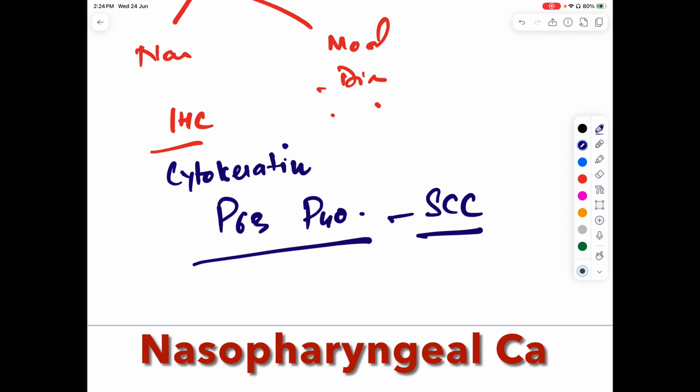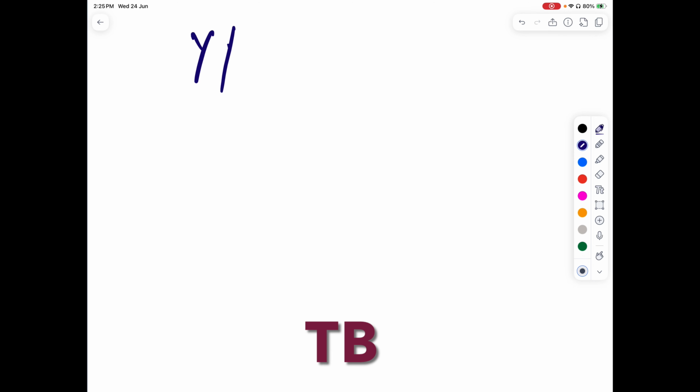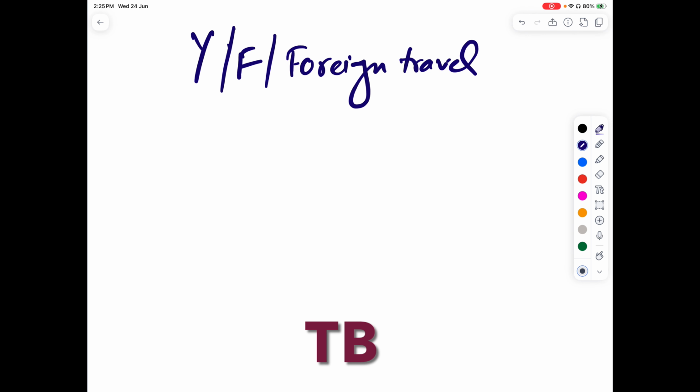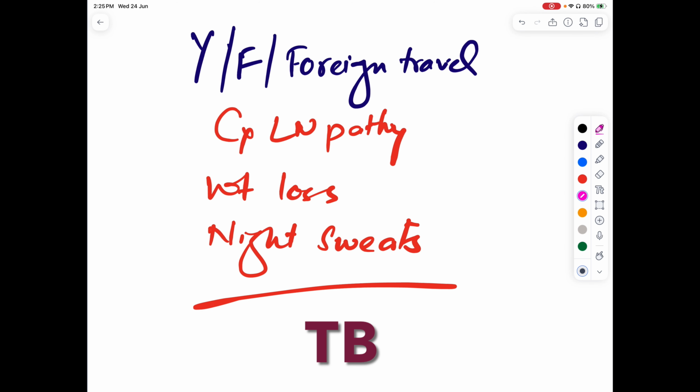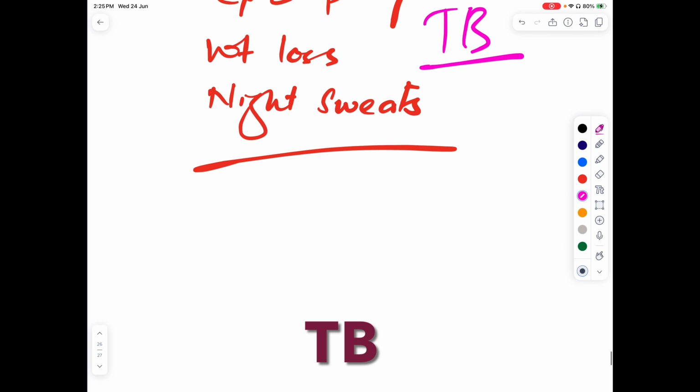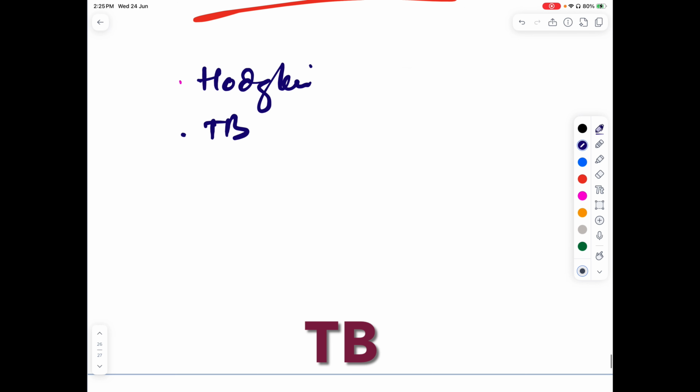So cancer cells, how does spread, which are different, and what can be the fungal infection, candida infection can occur. Female, foreign travel, cervical lymphadenopathy. Weight loss, night sweats. So this picture is directing towards tuberculosis. Now the station is, what are two different types of differentials, DDs can be Hodgkin's or tuberculosis. Why do you suspect which type of lymphoma?